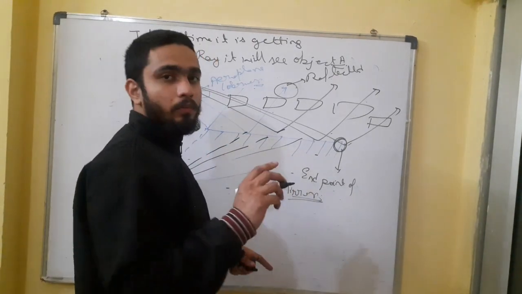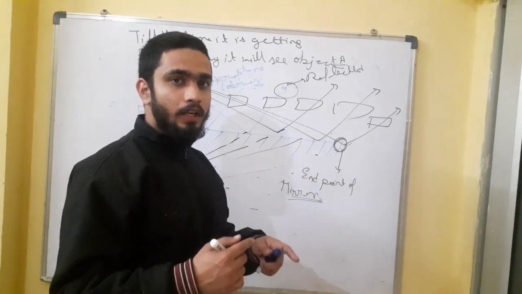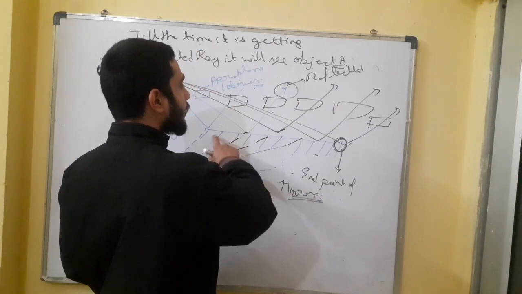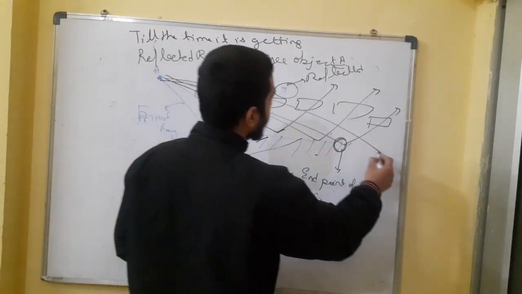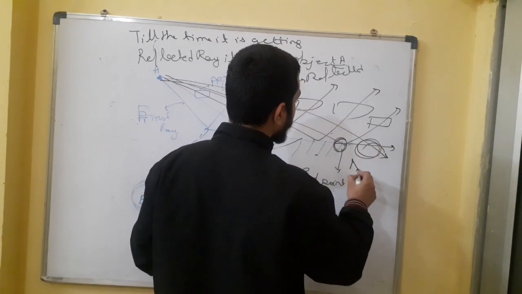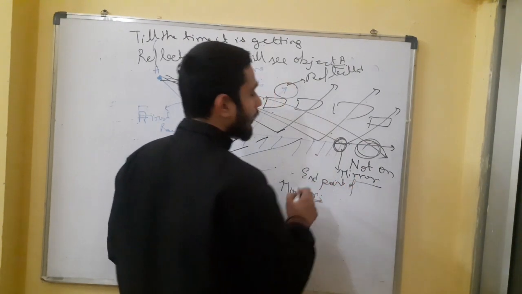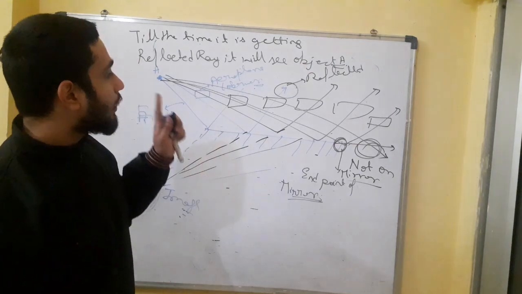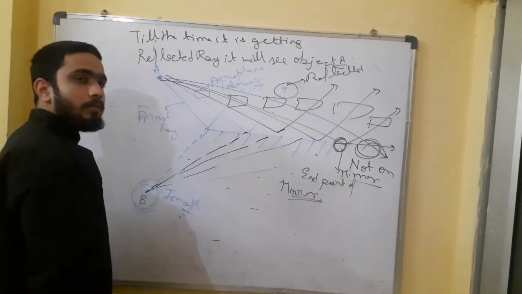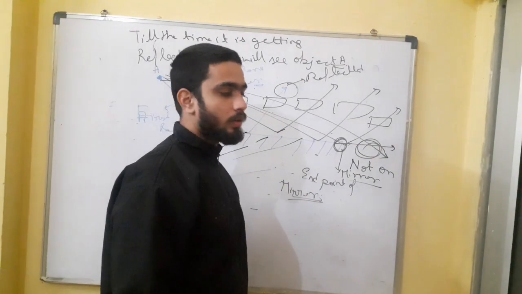After that point, once it gets this last ray, it will not be able to see the image of that object A, because all the rays will be incident like this and they are not incident on the mirror, their incidence will be not on the mirror but on the water. So it will not get this image B. Okay, so this was the problem which we solved.